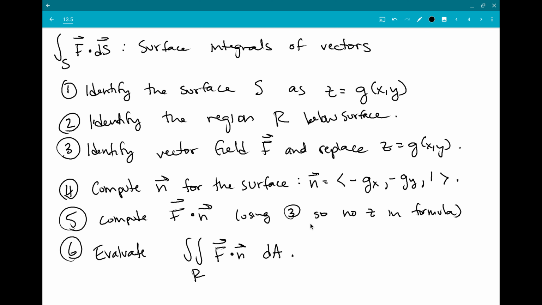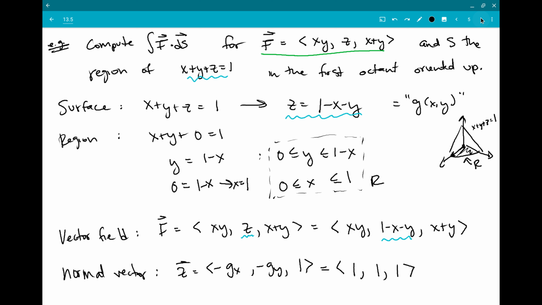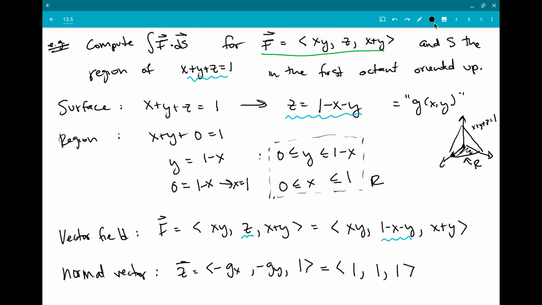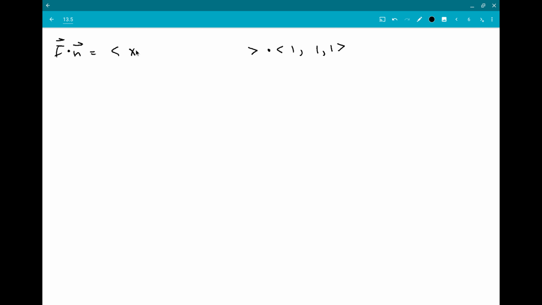Okay, and then now we're sort of good to plug it in. Oh, sorry, I did say we would compute the dot product separately, so let's do that on the next page. I can't remember what F was, but I know that n was 1, 1, 1. So we're taking the dot product of xy, 1 minus x minus y, x plus y. That's our F dotted with our normal vector n. When we take that, we'll just get xy plus 1 minus x minus y plus x plus y, which just becomes xy plus 1.